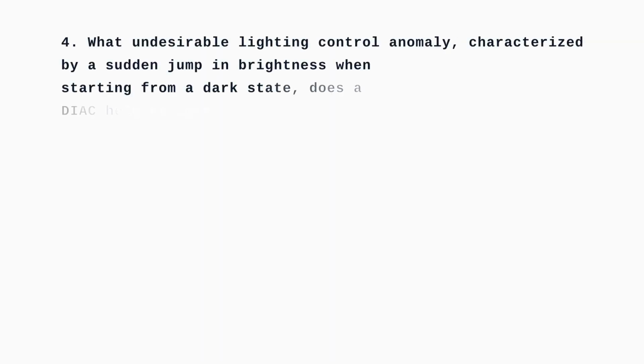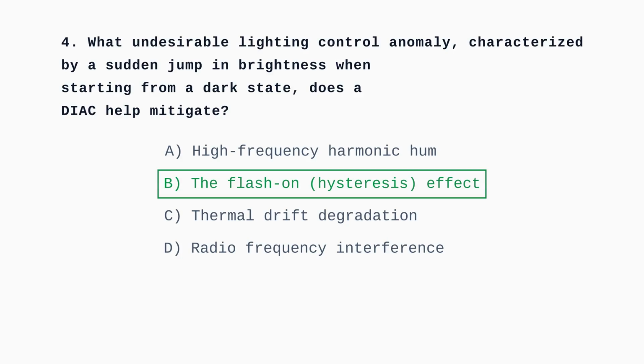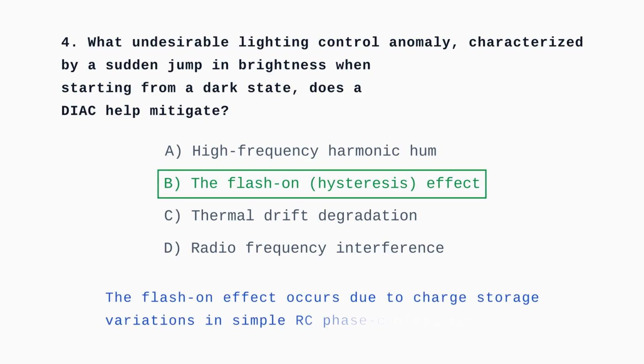for external synchronization. Question 4. What undesirable lighting control anomaly, characterized by a sudden jump in brightness when starting from a dark state, does a DIAC help mitigate? The flash-on, or hysteresis effect, causes lamps to snap to a high brightness when first turned on. Adding a DIAC with a high-voltage fallback helps stabilize the charging capacitor.